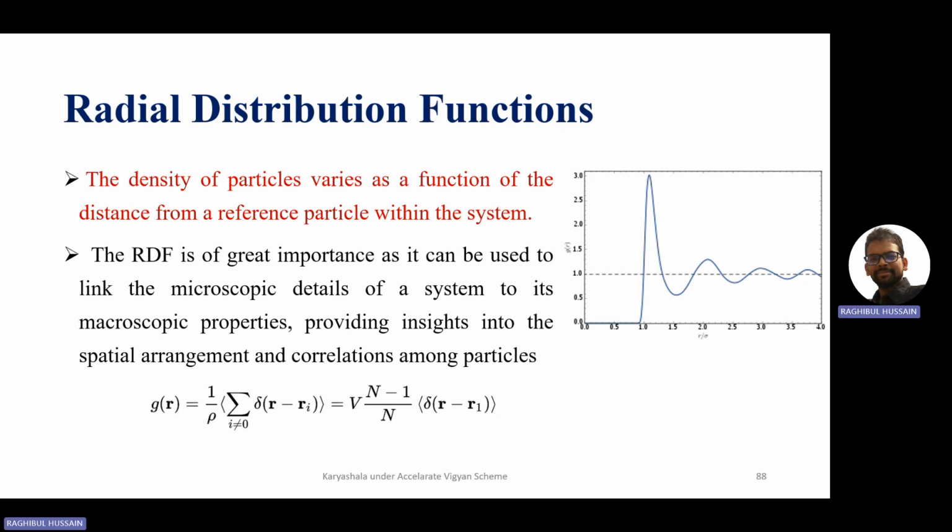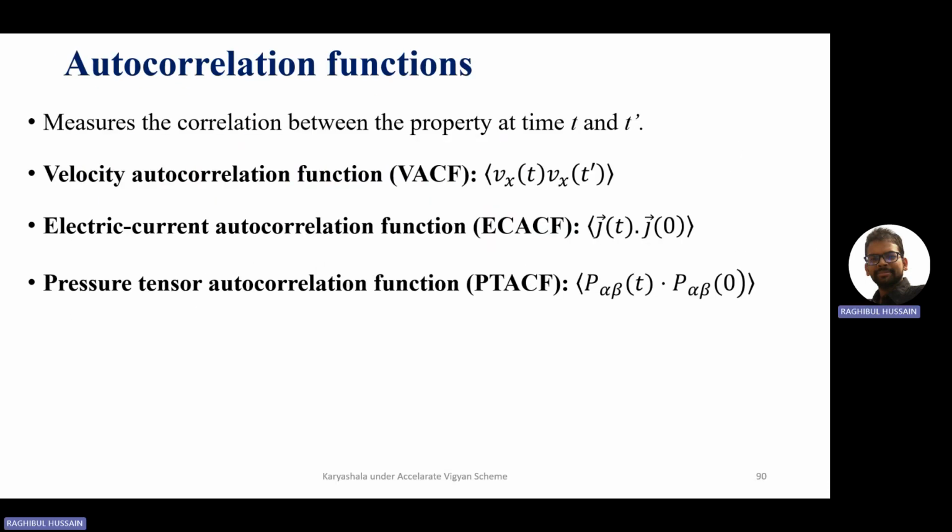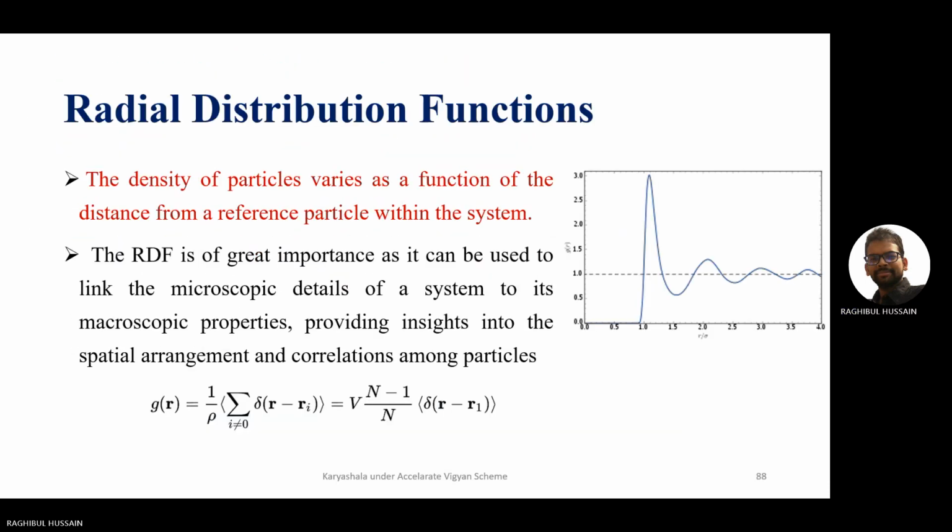And that number is called the coordination number. It is not present here, but we'll see that that number is called the coordination number. So coordination number is nothing but the area under the curve. Clear? Area under the curve.